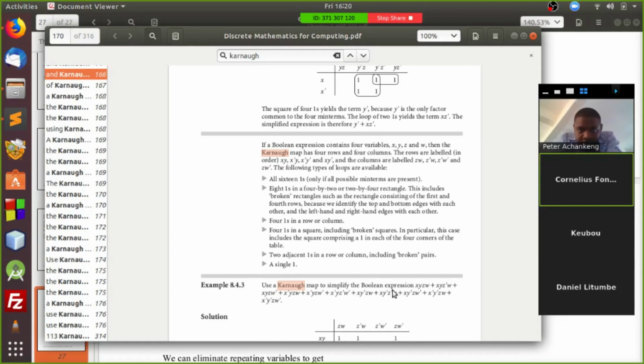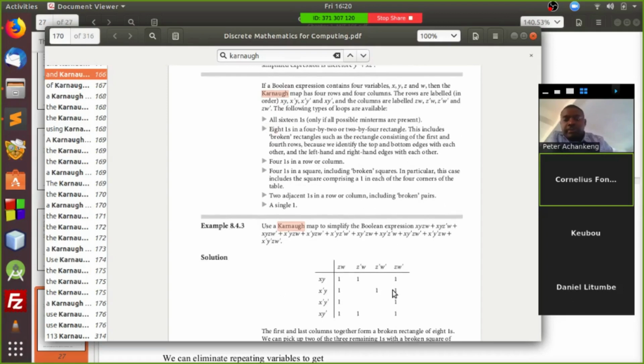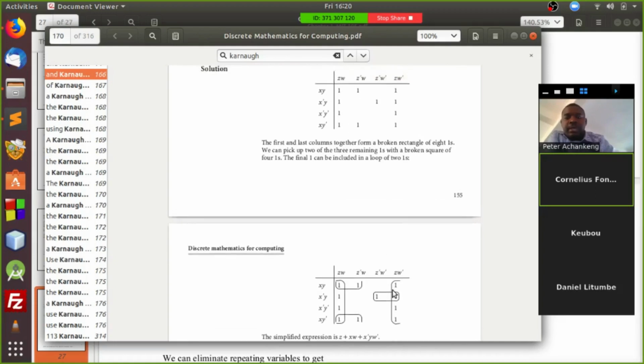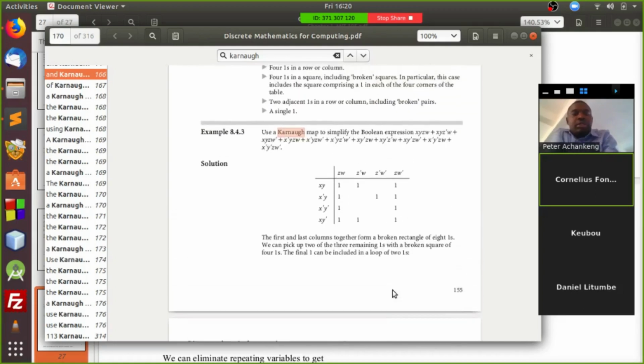Then how else can you group? This includes broken rectangles, such as rectangles consisting of the first and the fourth row. So that means that you can group backwards. You can take the first row and group it with the last row, meaning that you actually group something out of the Karnaugh map. The examples there will show you how that is done, so you don't really need to bother much about what I'm saying. Those examples would help you. All of what I'm saying is in the textbook, which I put online.